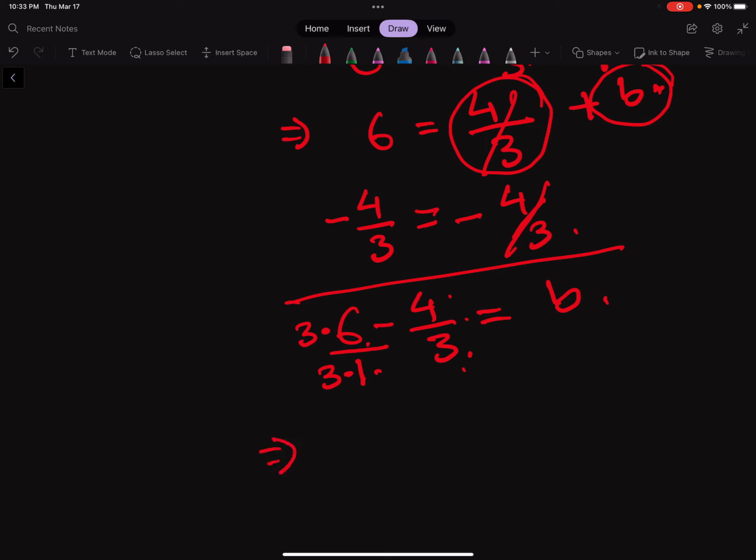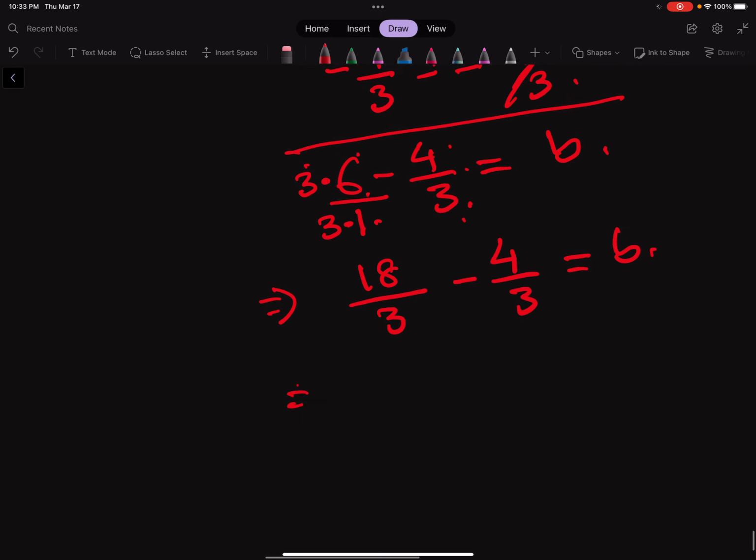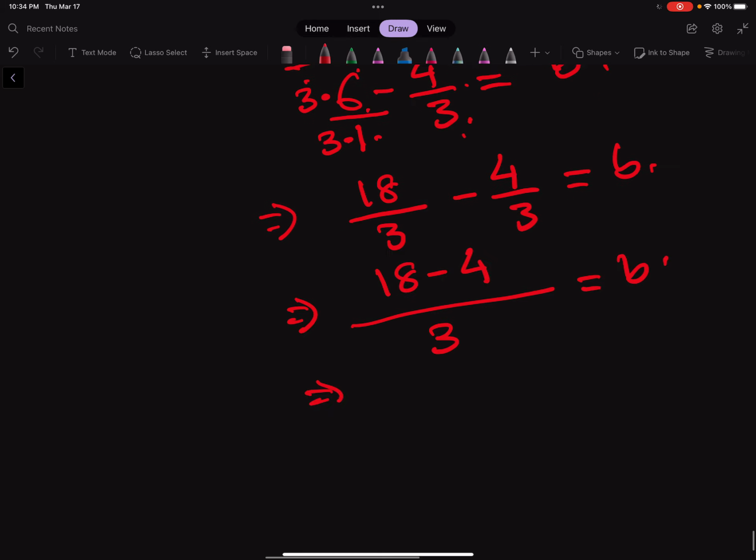So what do you get? 3 times 6 is 18 over 3 times 1 is 3, minus 4 over 3 equals b. Now you have a common denominator, so you can say 18 minus 4 over 3 equals b. So what do you get? You get 14 over 3 equals b. So we got our b as 14 over 3.